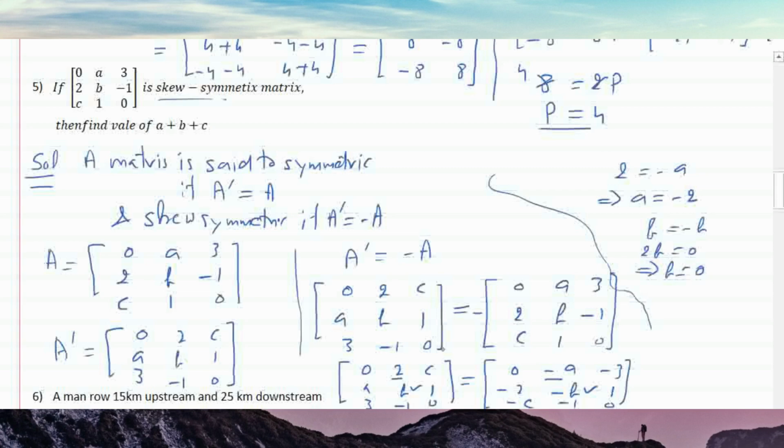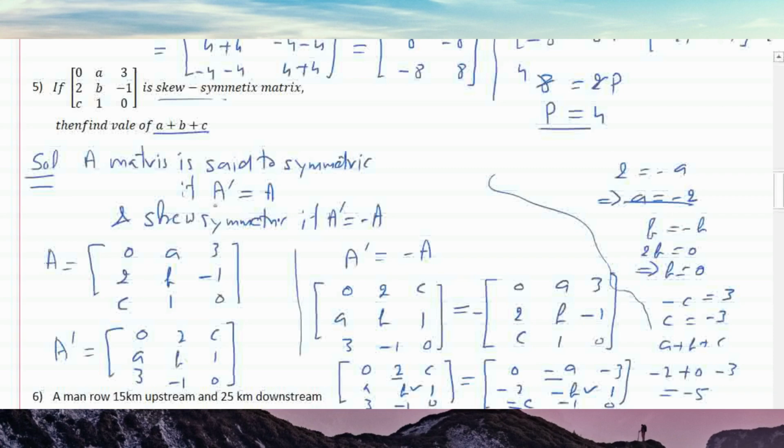And you take another entry, this minus C is equal to 3. So you have minus C is equal to 3. So C is equal to minus 3, children. So you have to find here A plus B plus C. You can easily find A plus B plus C. So A here is, you can see, A is minus 2, B is 0, C is minus 3. Answer comes out to be minus 5.